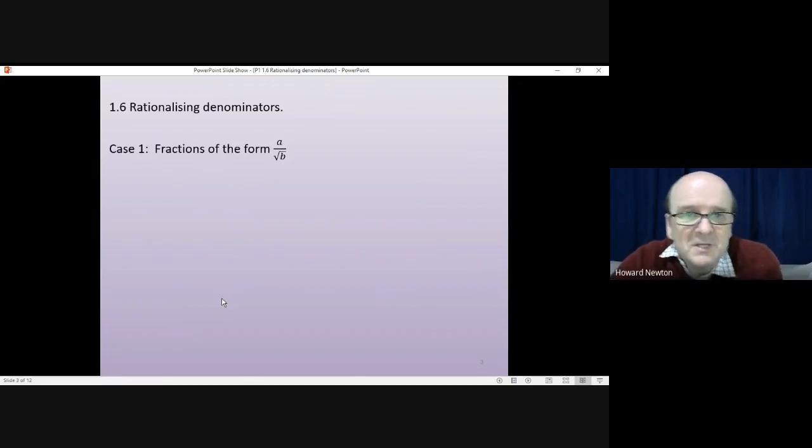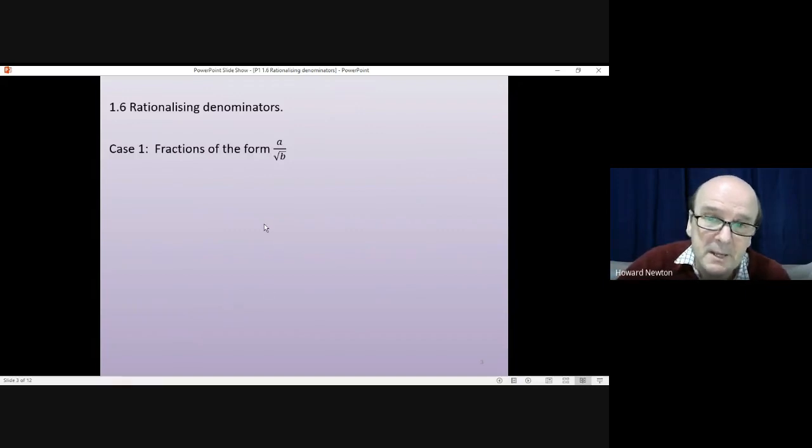Okay, rationalizing denominators, case 1. The first case is if you have a fraction of the form, just a single number, a, and a single root on the bottom, root b. What you do is you multiply the top of the fraction by root b, and you multiply the bottom of the fraction by root b. You're just multiplying by 1, so you won't have changed the fraction.